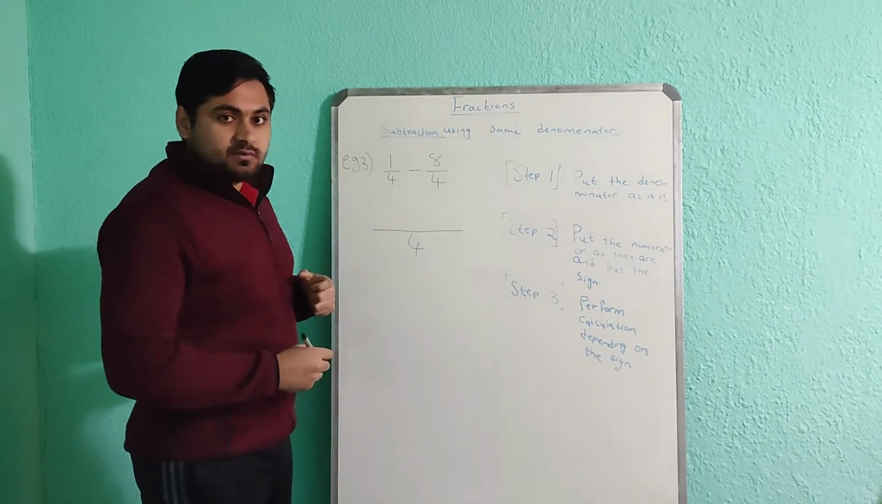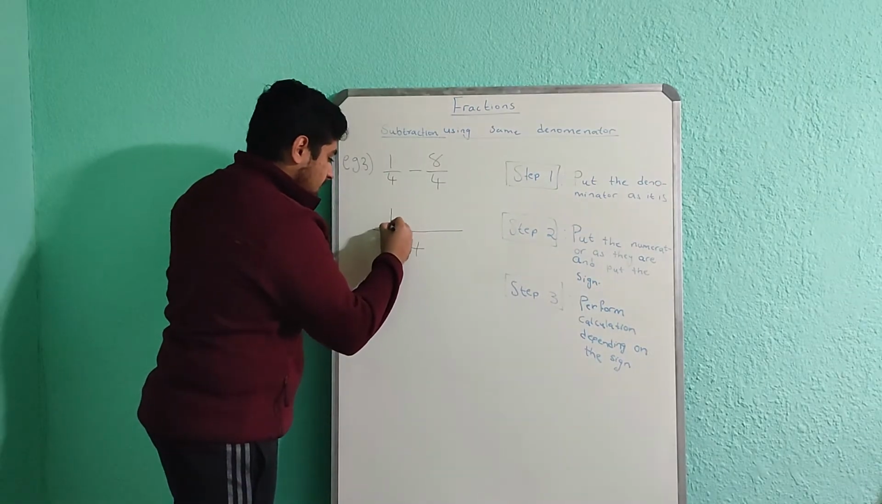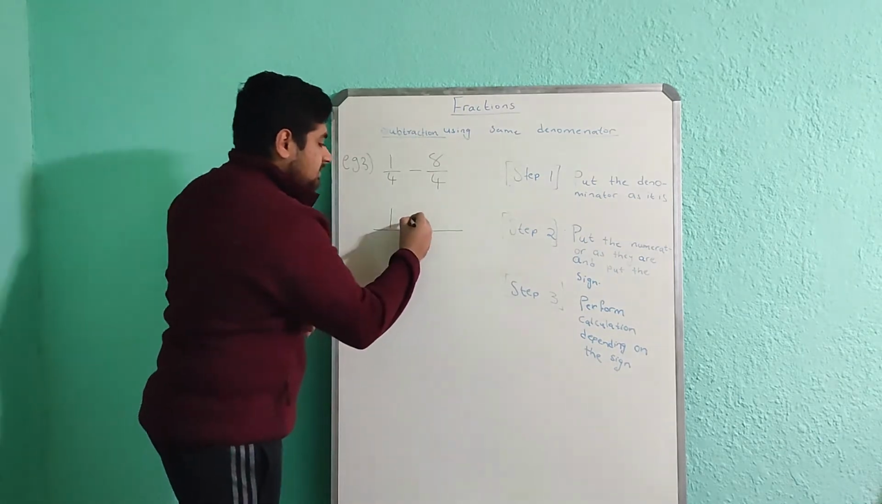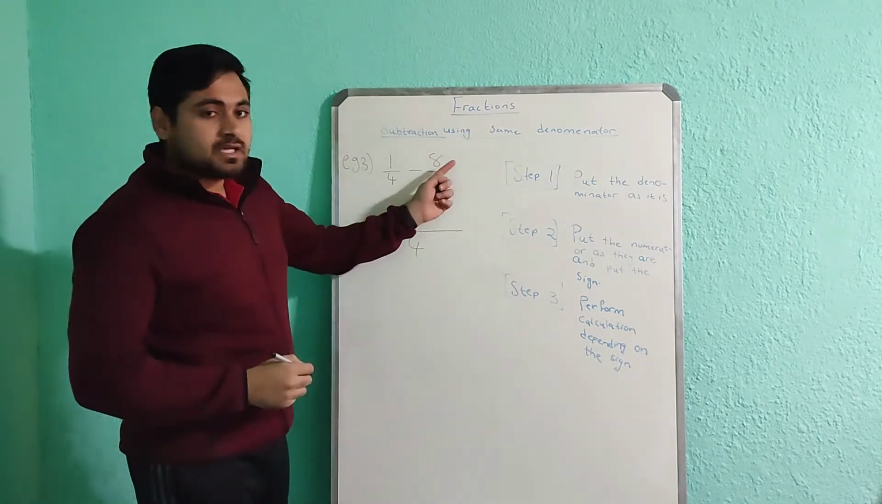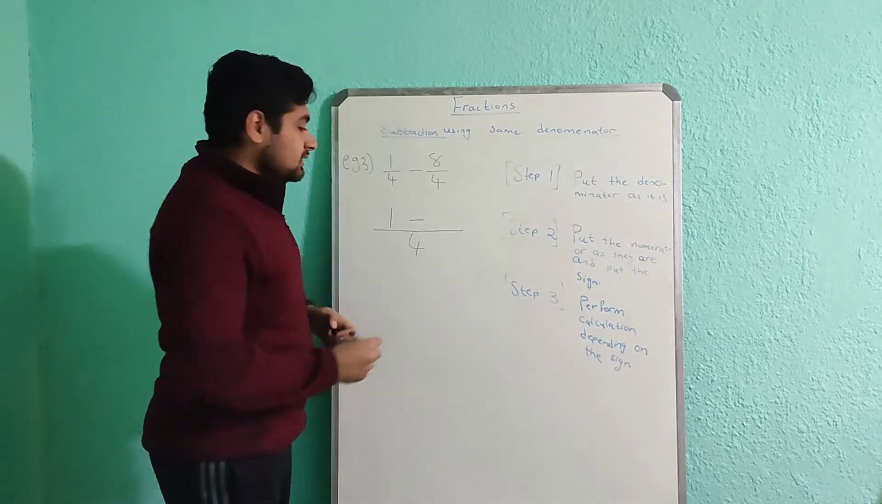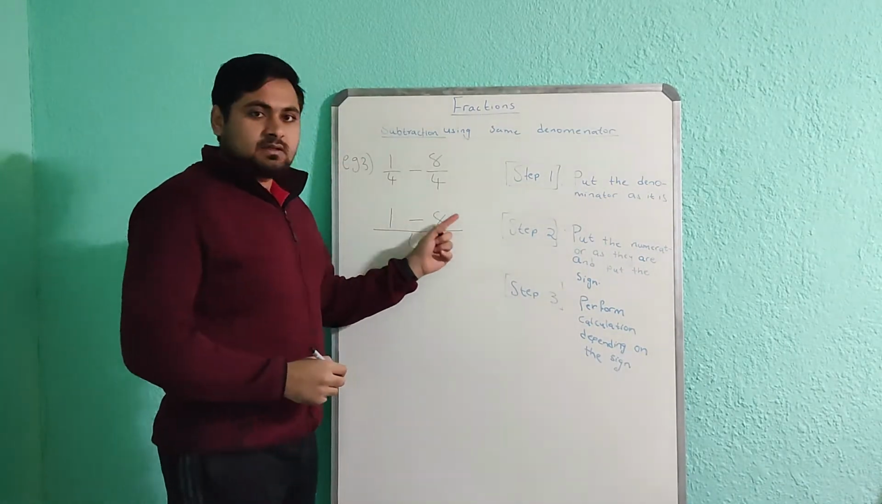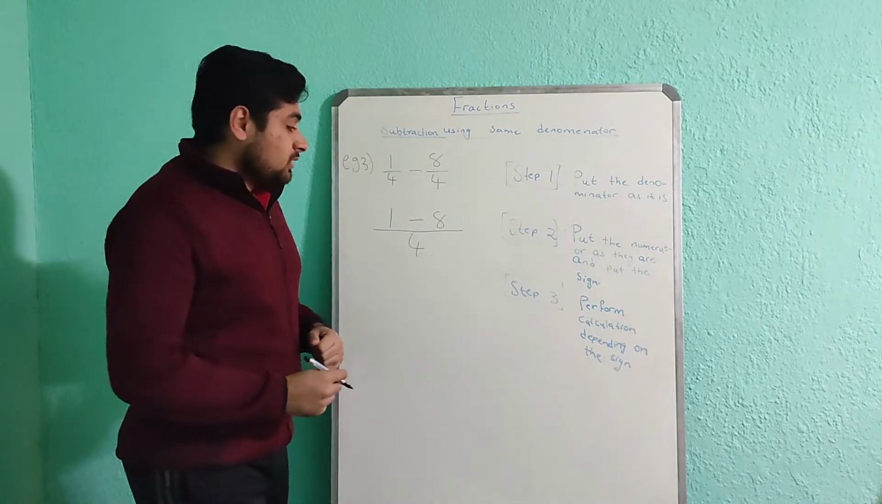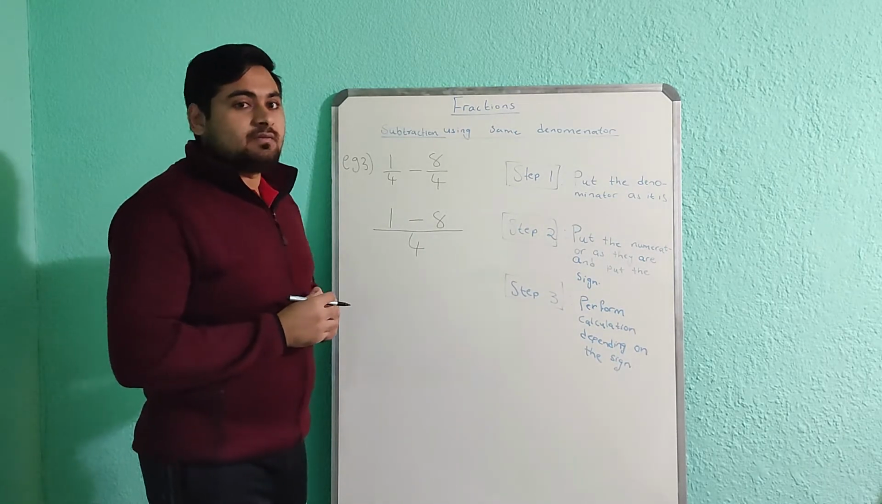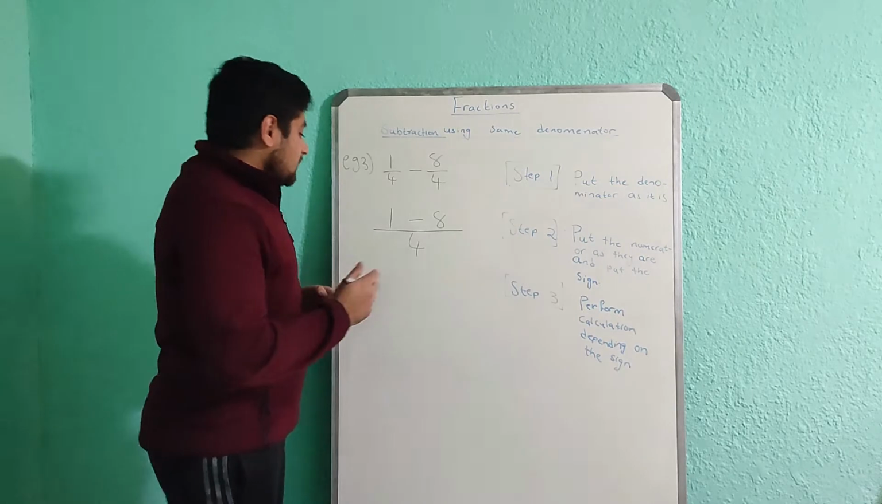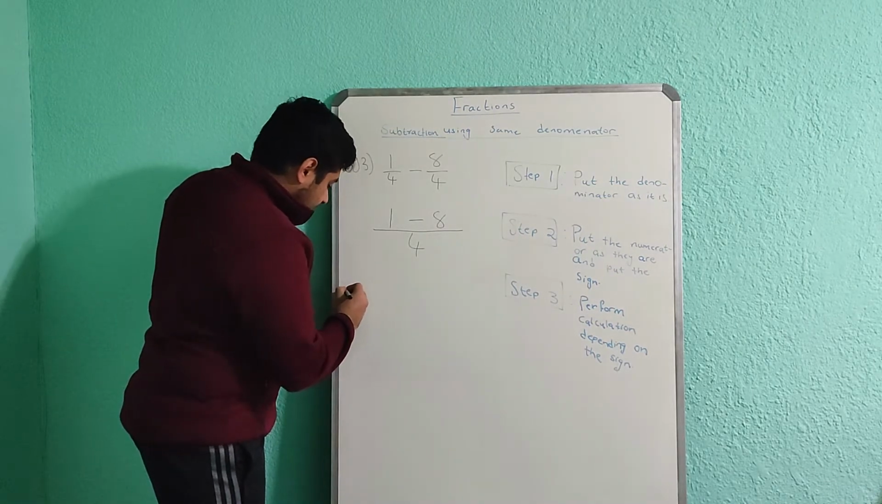What is the numerator of the first number? 1. What is the sign? Minus. What is the numerator of the second fraction? That is 8. So we got 1 minus 8. So now let's ask our friend the number line for help. So let's draw a number line.